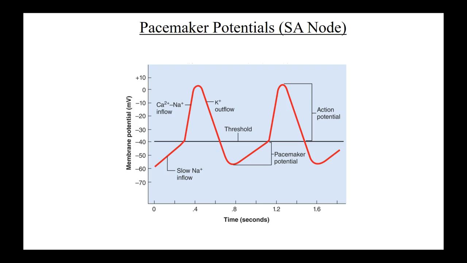So here, if we change the slope of this membrane potential that's slowly rising towards the threshold, if we made it steeper, what's that going to do to the frequency? It's going to be steeper, so it reaches threshold quicker. What do we think? Faster heartbeat, right? We're going to be able to trigger a faster heartbeat.